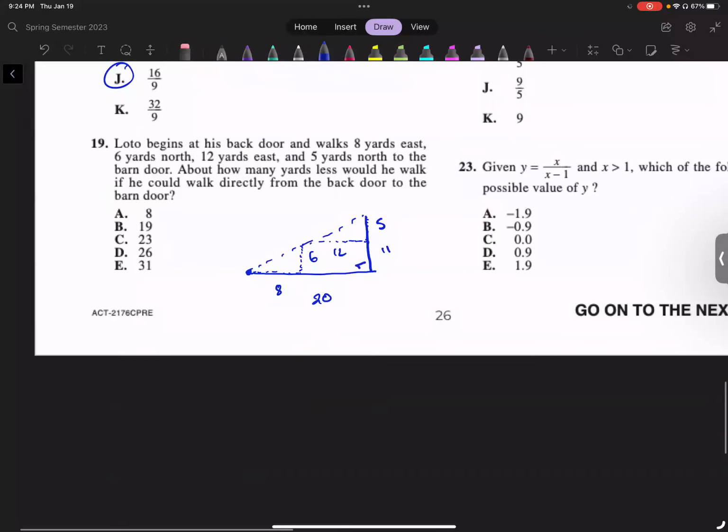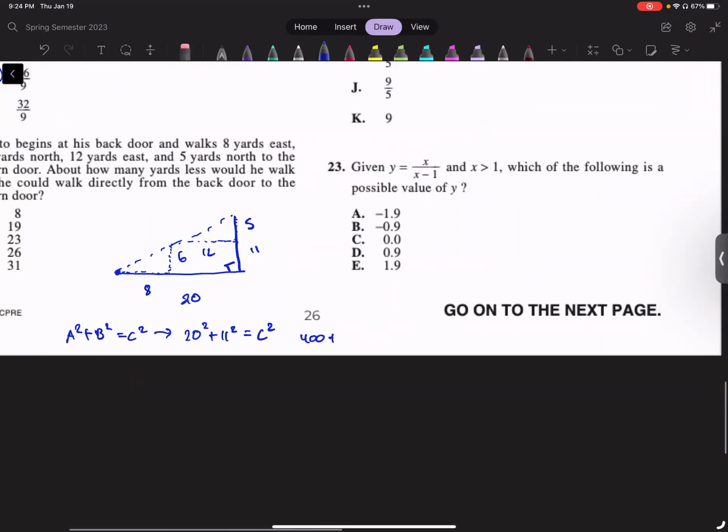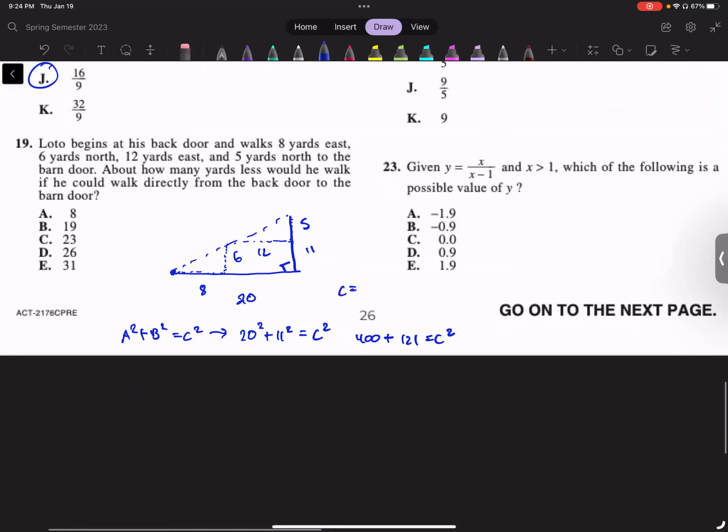So how do we do that? Pythagorean theorem: a squared plus b squared equals c squared. So this is 20 squared plus 11 squared equals c squared. You get 400 plus 121 equals c squared. So c is equal to the square root of 521. Type that in the calculator and you get about 22.8, which is approximately 23. And that makes sense. It should be longer than 20 and 11, so these two should be wrong in that case.